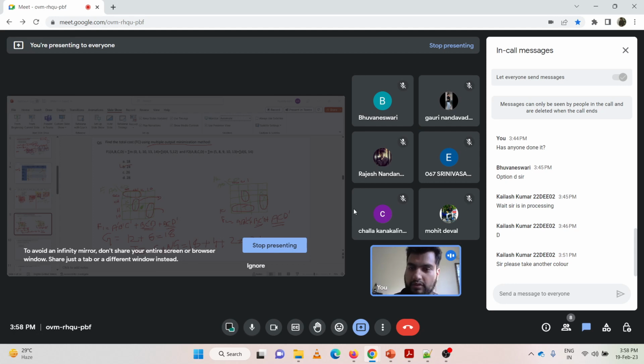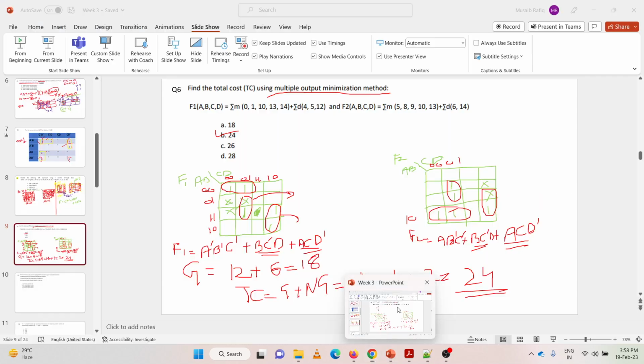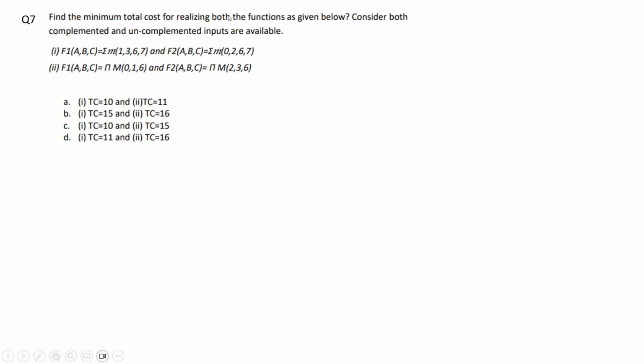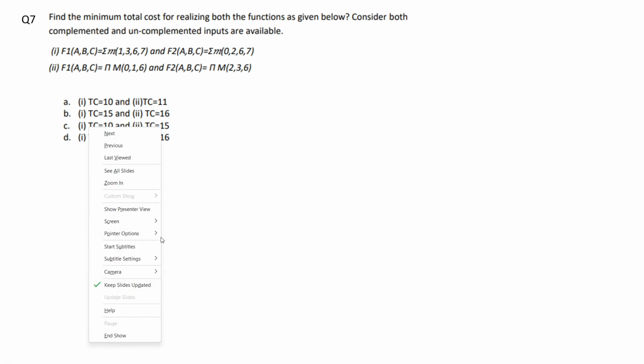Question number 7. So we have this: find the minimum total cost for both the functions as given below. Consider both complemented and uncomplemented input variables. So we need to find the minimum total cost for both the functions, considering both complemented and uncomplemented inputs as variables.